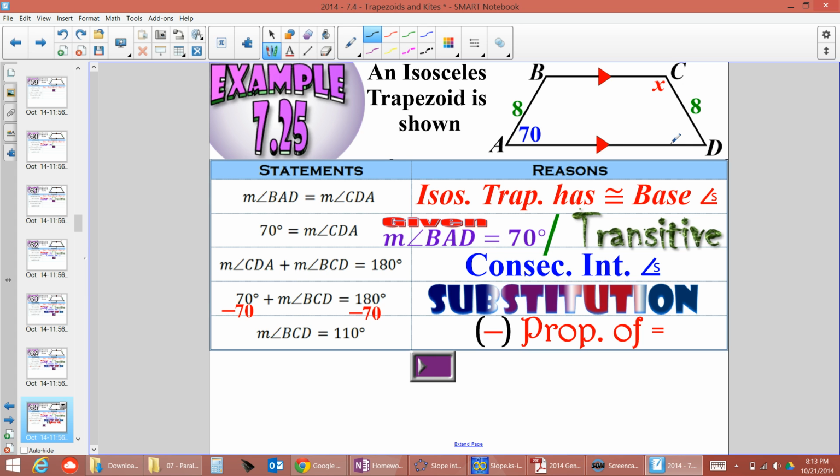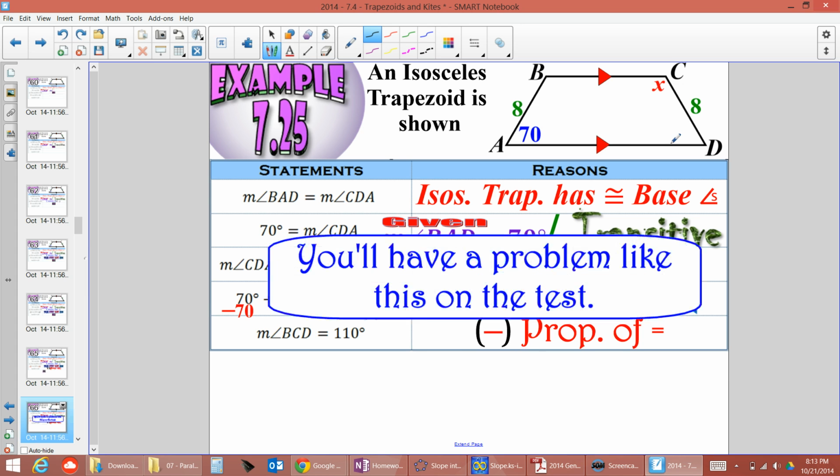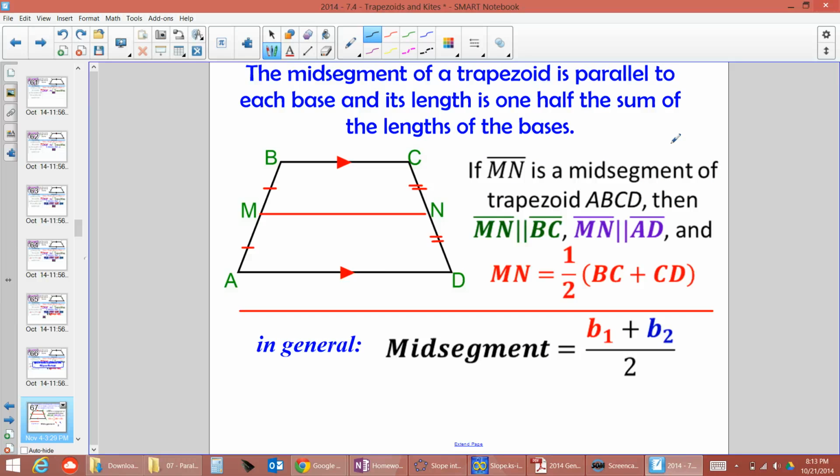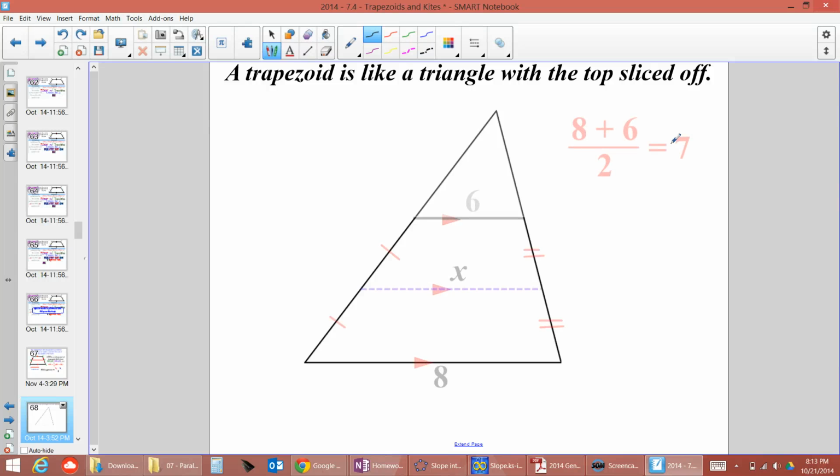So, yeah, it's example 7.25. You'll have a problem like that on the test. So again, reviewing the mid-segment formula. If it's an isosceles trapezoid, or not just isosceles, any trapezoid, we connect the midpoints and we can find that length by adding the bases and dividing by 2. So you can think of a trapezoid like a triangle with the top sliced off. Okay, I've got here 8 and 6 divided by 2 equals 7. I can get 14 divided by 2 equals 7, so x is 7.